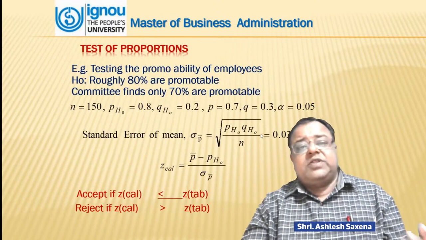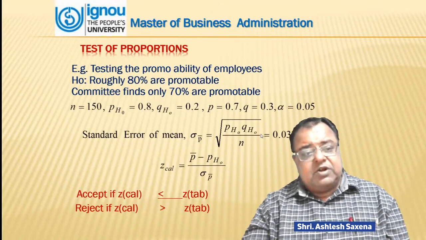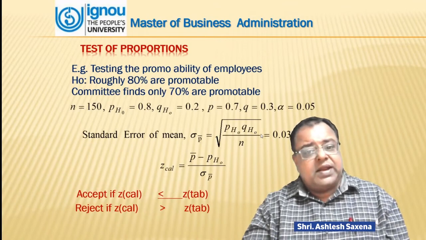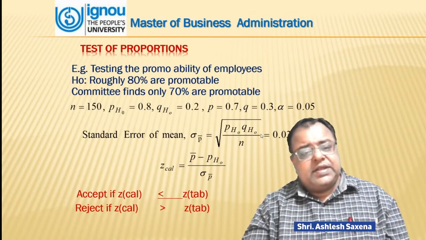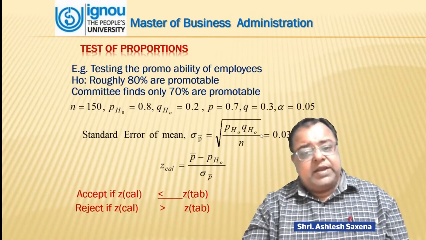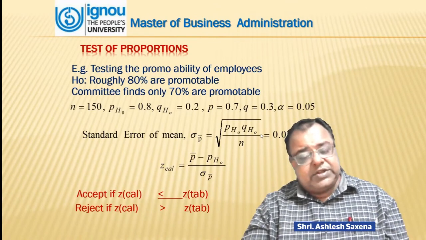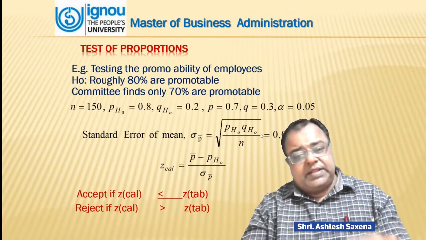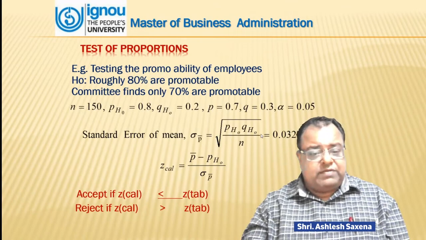Now, how to test for proportions? For example, testing the promotability of employees. H0: roughly 80% are promotable. And the committee finds that only 70% are promotable. So in that case, n is 150. P naught is 0.8, Q naught is 0.2. P bar will be 0.7, and Q bar will be 0.3, and the alpha value is 0.05. We will be calculating the standard error for the proportion. In that case, we use the root of P naught Q naught upon n, and we get the value as 0.0327.